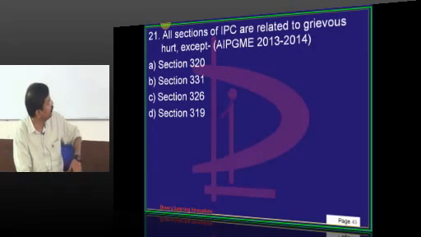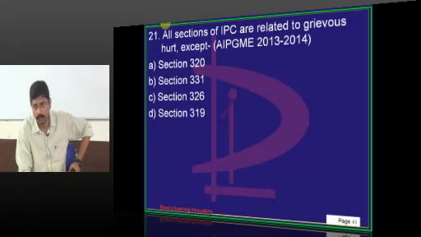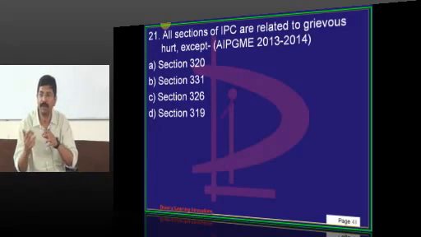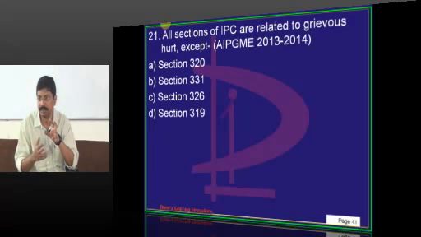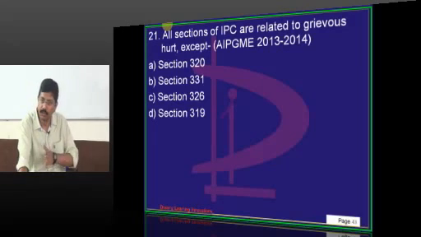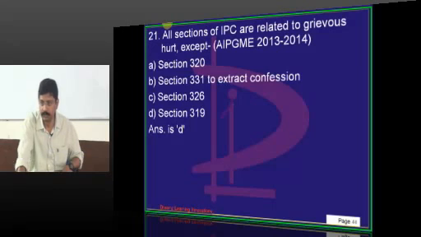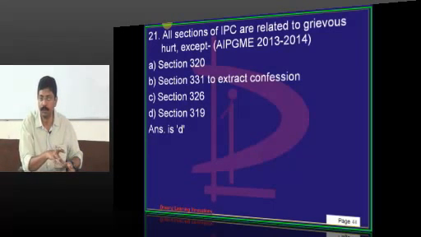All sections of IPC are related to grievous hurt except 320, which is grievous hurt. 331 and 326 are different types of voluntarily causing grievous hurt, or grievous hurt on provocation, all those things. 319 is only hurt. That is the simple thing by which you can rule out. They are asking only about which one among the following is not grievous hurt.